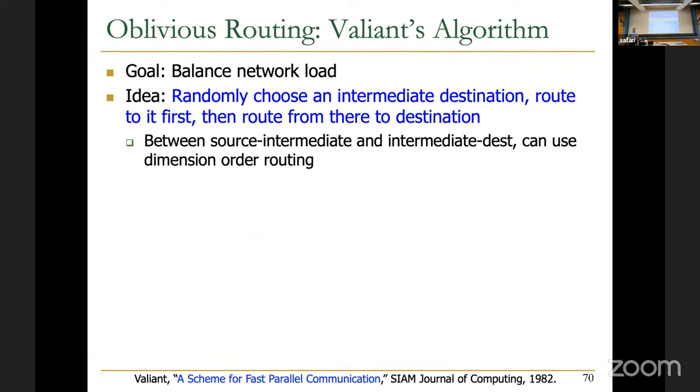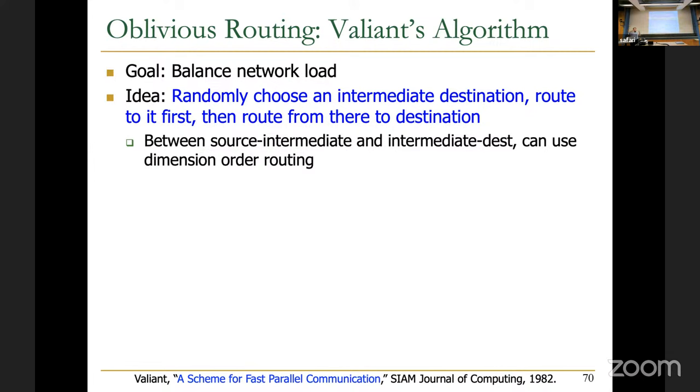Okay. So oblivious routing is actually making different routes from source to destination, but it's not adaptive to the state of the network. So the goal is to balance network load. One idea is to randomly choose an intermediate destination and route to it first, then route from there to the destination. It's called the Valiant algorithm: in order to send data from a source to the destination, we randomly pick an intermediate node and send our packet, let's say, using the XY routing algorithm from the source to the intermediate node. And then from the intermediate node to the destination, again with XY routing.